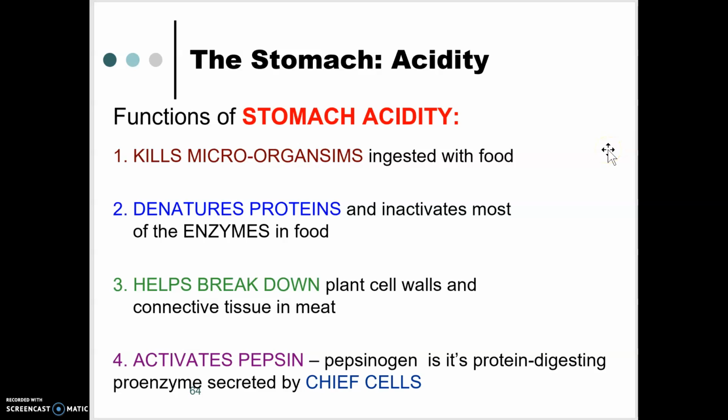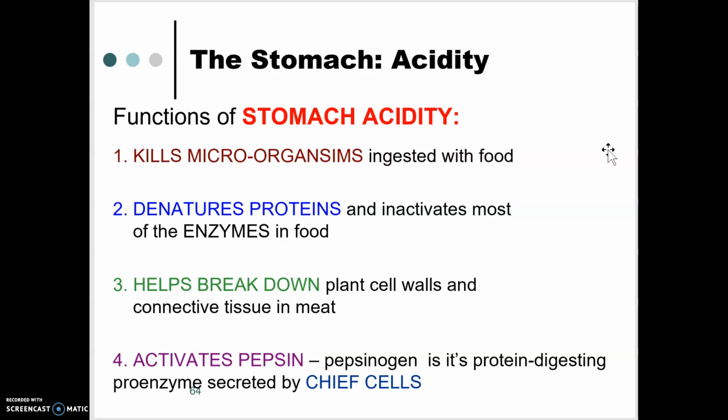Now, stomach acidity is quite important. It does a lot of important things, and four of the major functions of having a very low pH in the stomach are, first of all, it kills microorganisms. There's no way the food that we eat is sterile. Whenever we eat something, we're going to be ingesting a lot of microorganisms. We're going to be ingesting fungi, bacteria, and viruses.